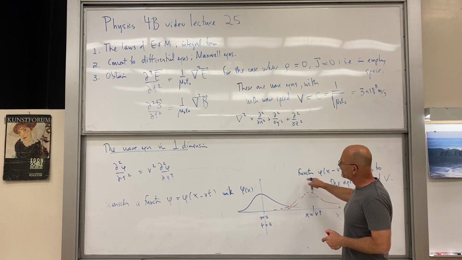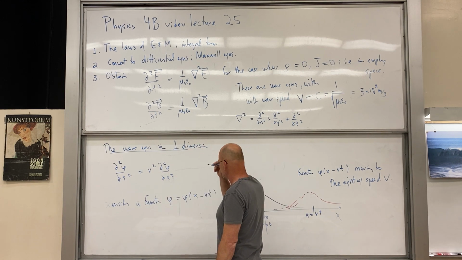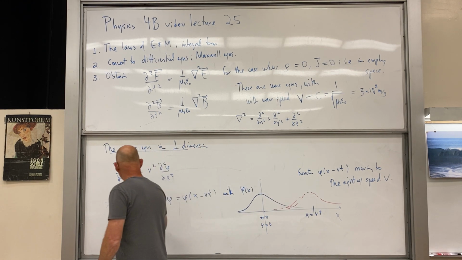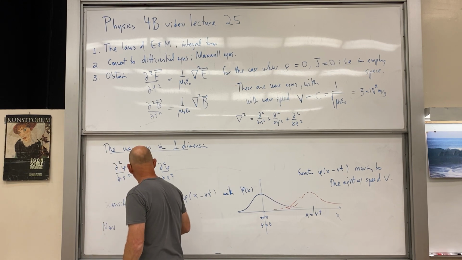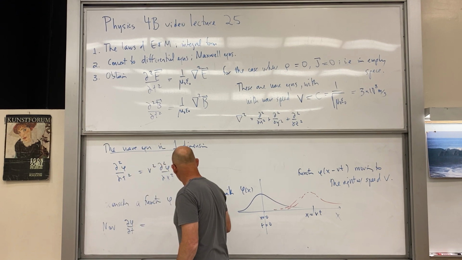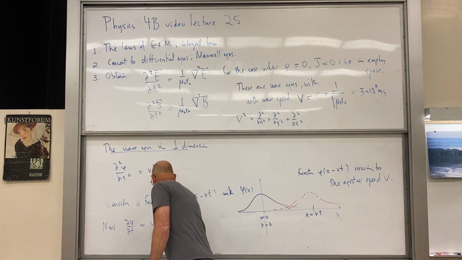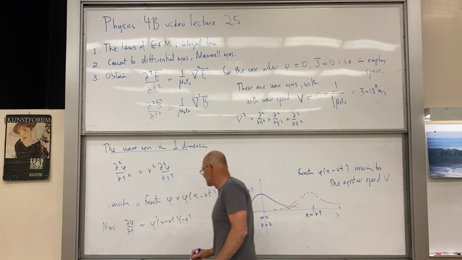Now let's apply this differential operator to this function here. So now what do we get? We could say d phi dt is equal to phi prime of x minus vt times negative v.